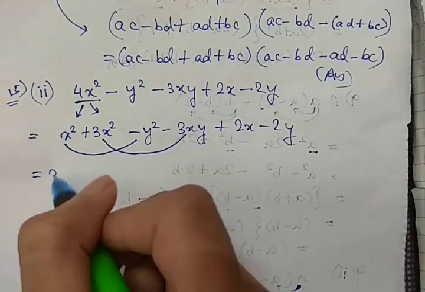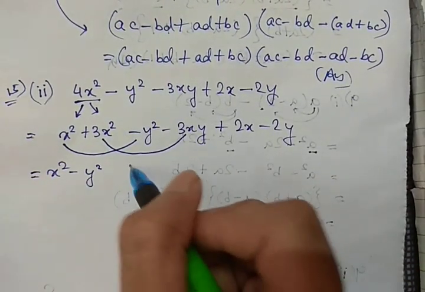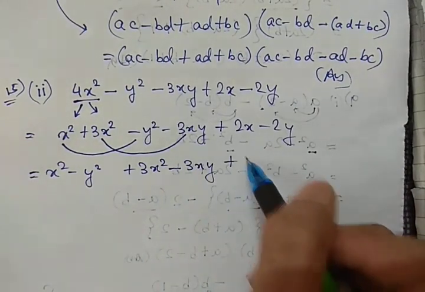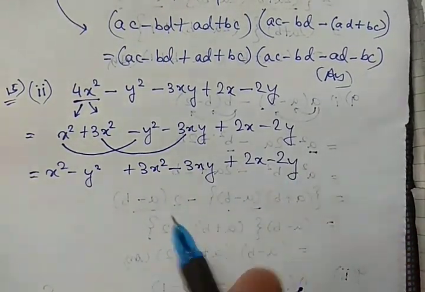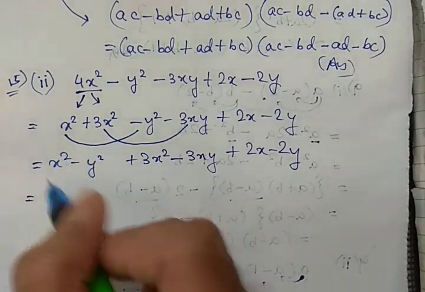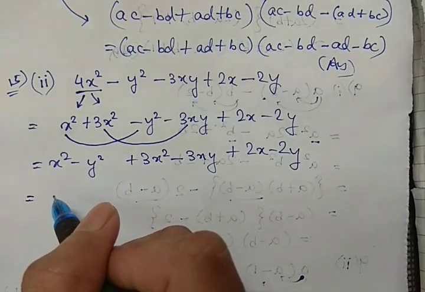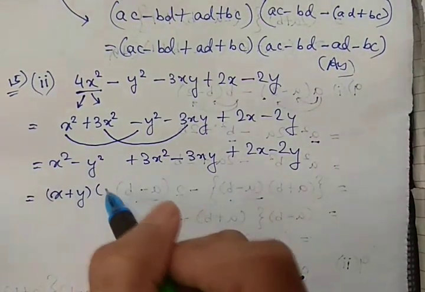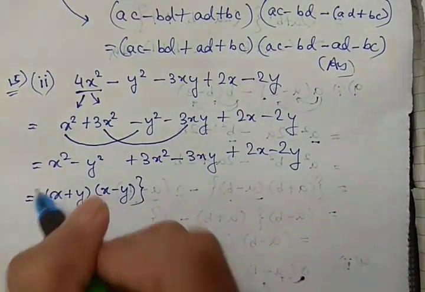So x square minus y square plus 3x square minus 3xy plus 2x minus 2y. Clear? So x square minus y square, a square minus b square is being applied, (a plus b) into (a minus b). Therefore this becomes (x plus y) into (x minus y). This becomes a single term.